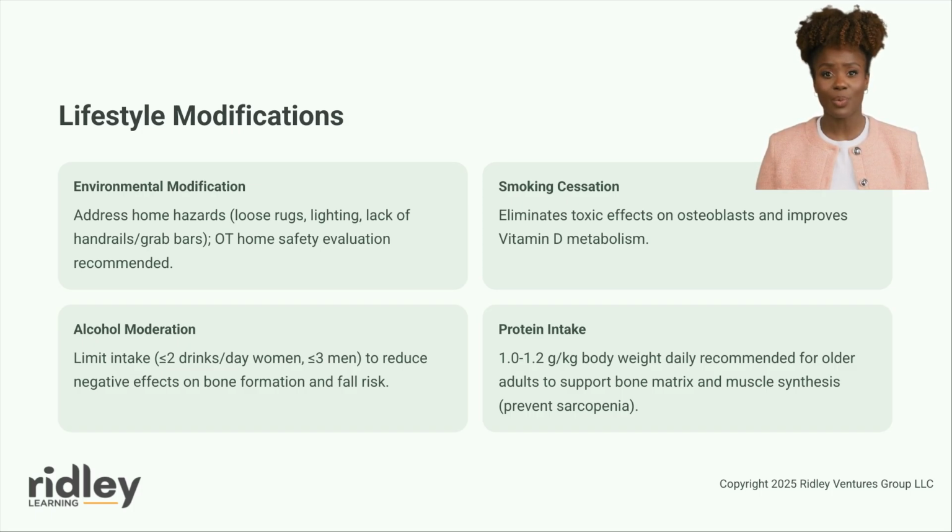Adequate protein intake supports both bone and muscle health. Recommendations suggest 1.0 to 1.2 grams per kilogram body weight daily for older adults, which is higher than general adult recommendations. Protein provides amino acid substrate for bone matrix synthesis and is essential for muscle protein synthesis to maintain muscle mass and prevent sarcopenia. Older adults with inadequate protein intake, whether due to appetite changes, dental problems, social factors, or economic constraints, may benefit from nutritional counseling and potentially protein supplementation.